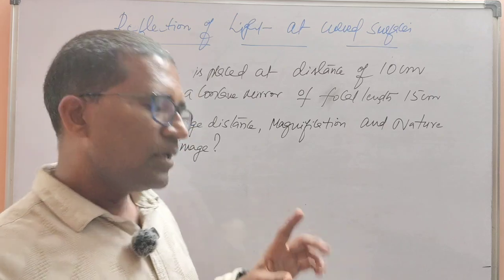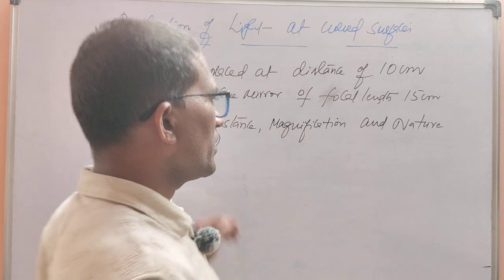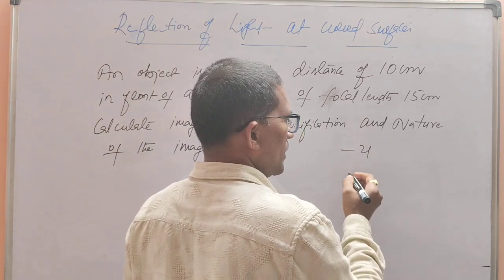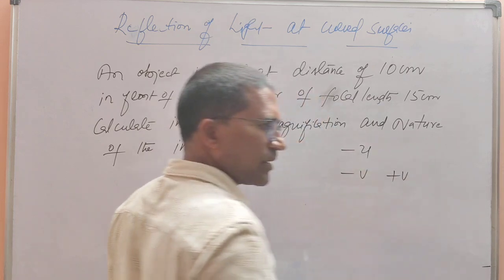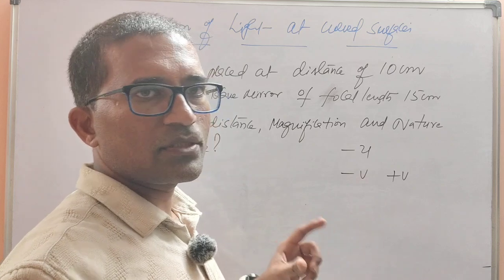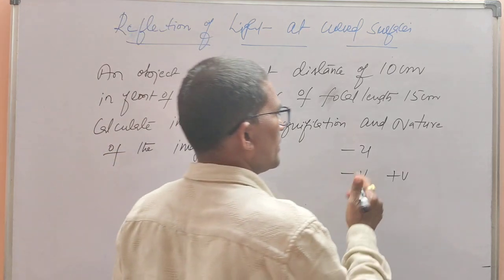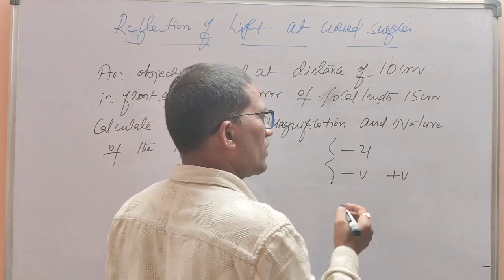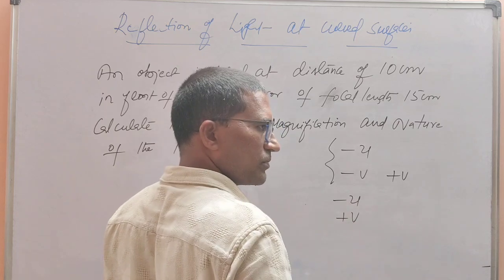Next, if you talk about conventions for a concave mirror, the convention says object distance is minus u, image distance is minus v. Only one case it is positive. I explained very clearly. If you want to revise, just move back and observe that previous video, and you will get some idea. In case of convex mirror, object distance is minus, image distance is always positive.